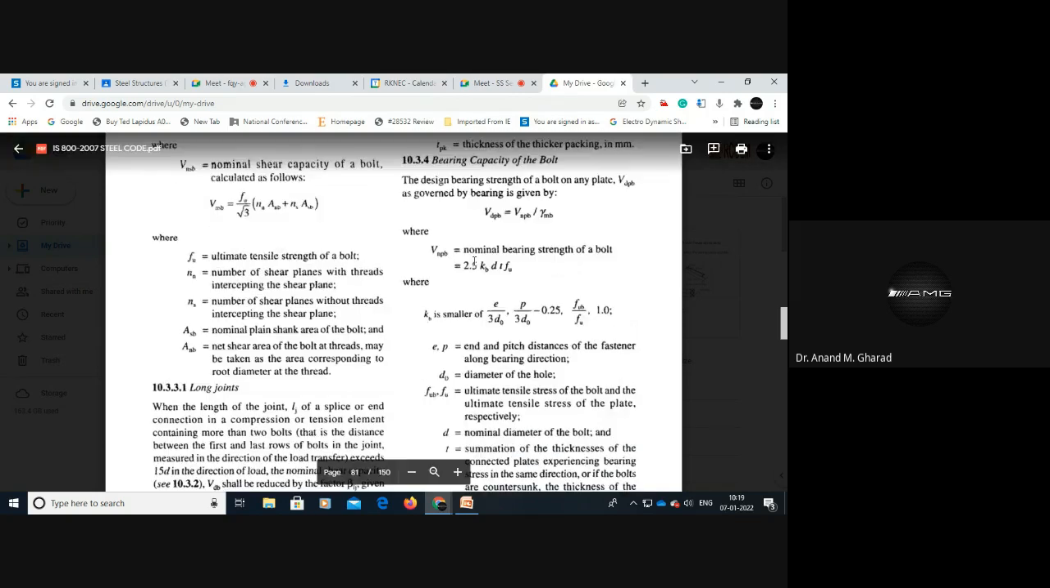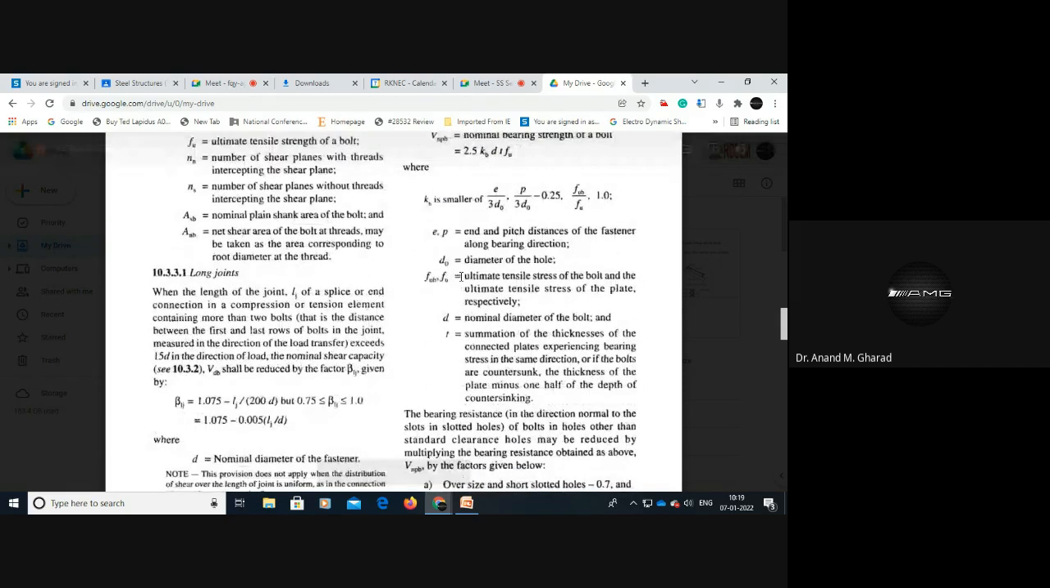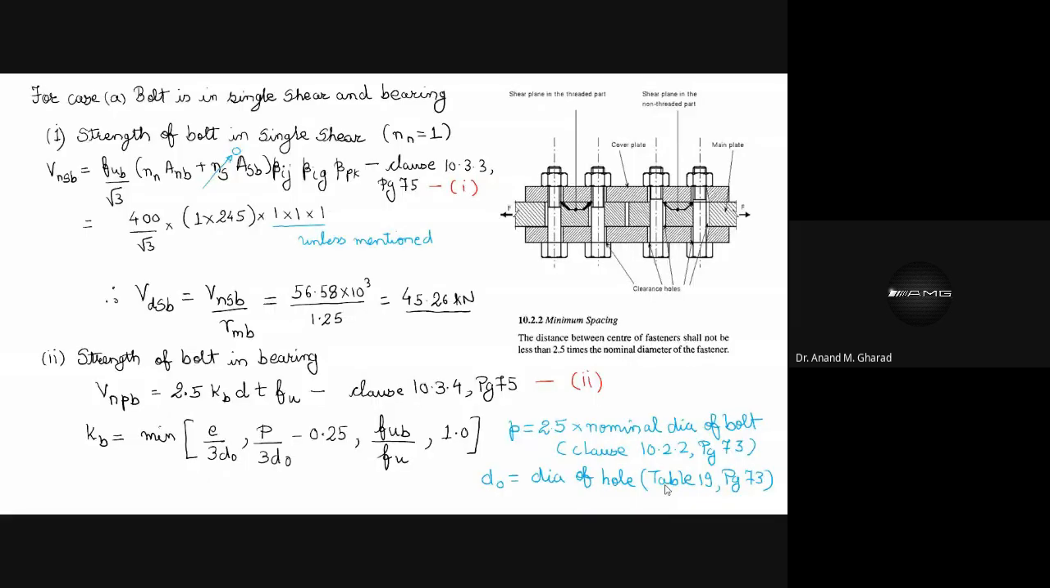So these are the terms which are included in order to calculate this B and PB value. Okay, so let us try to evaluate. This is the reference which I have shown. Now, KB is the minimum of this, but the small p, p is what? Pitch of the connection, pitch of the bolt.